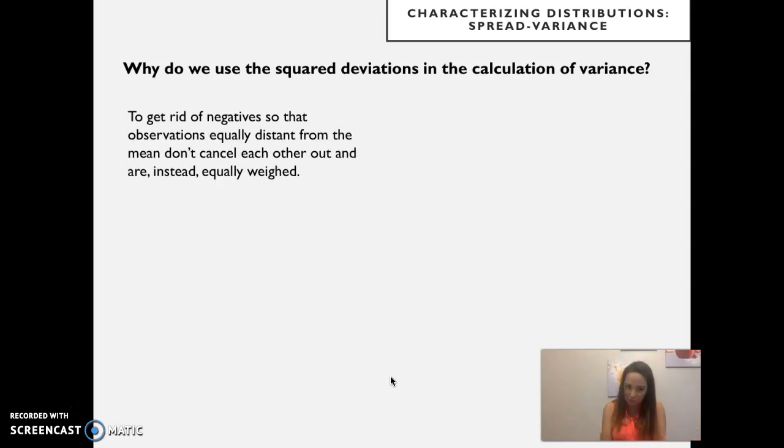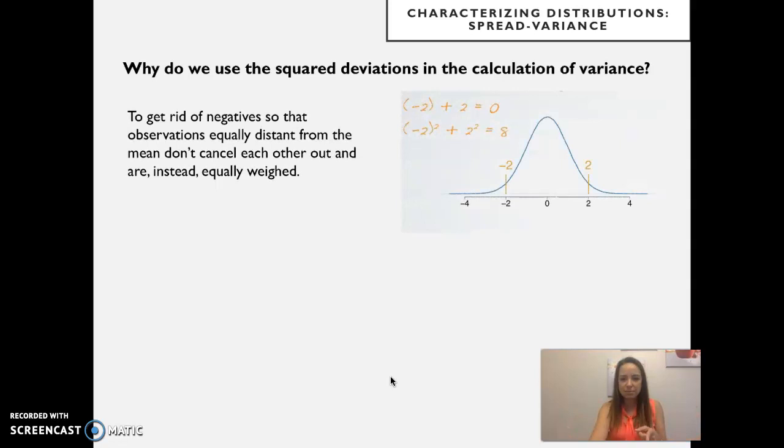I already mentioned we use it to get rid of negatives, so observations equally distant from the mean on one side and the other don't cancel each other out and are instead equally weighed. This is one of the reasons. But if you are a mathematically inclined person, you might be thinking, well, we can simply take the absolute value of the difference. Why are we squaring and creating this problem where we end up with a measure of spread that is not easily interpretable? Well, there is a reason.